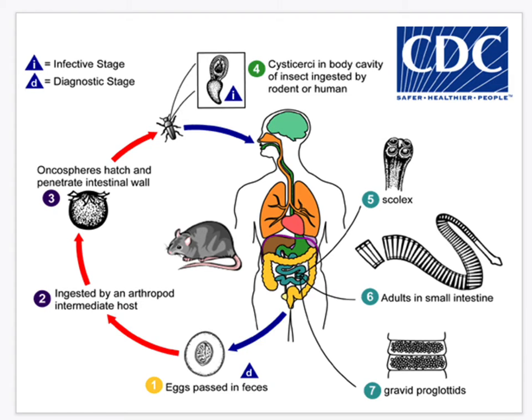So, here is the life cycle. So, we start in number 1. The eggs of H. diminuta are passed out in the feces of the infected definitive host. That's your rodents or your humans. The mature eggs, they are ingested by an intermediate host, that's various arthropod adults or larvae.